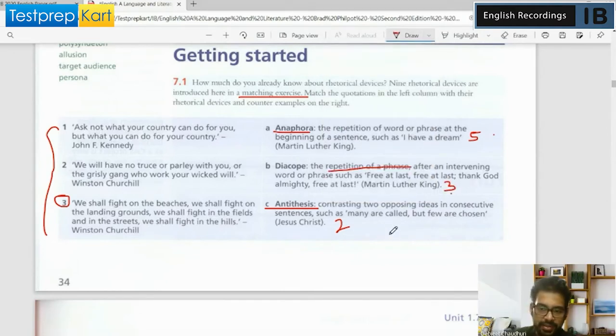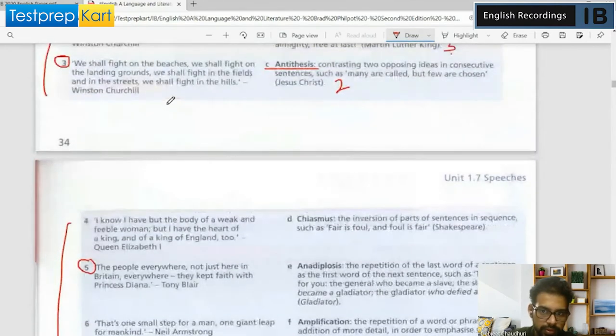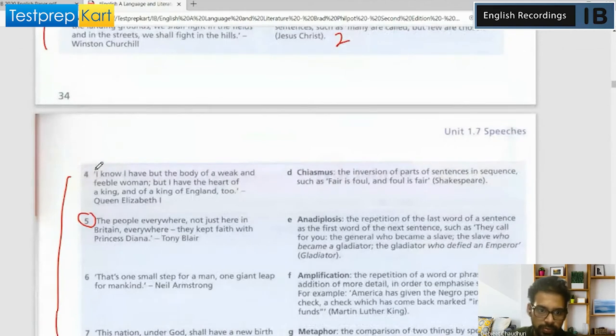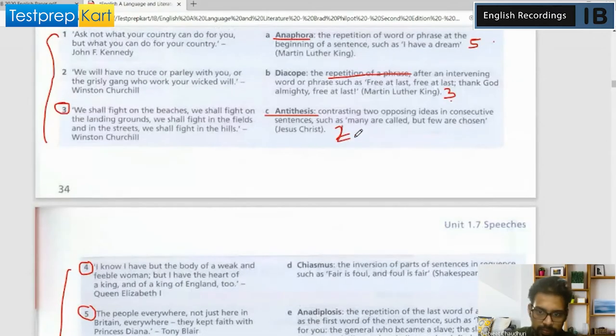Okay. Antithesis: contrasting two opposing ideas in a sentence, such as many were called, few were chosen. We have no truce or parley with you or your grizzly gang. That's another sentence. It will be option four.